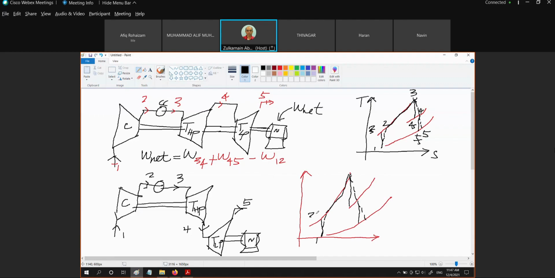1, 2S, 2, 3, 4S, 4, 5S, 5. Can you see any difference between this TS diagram and the first TS diagram? Compare these two.